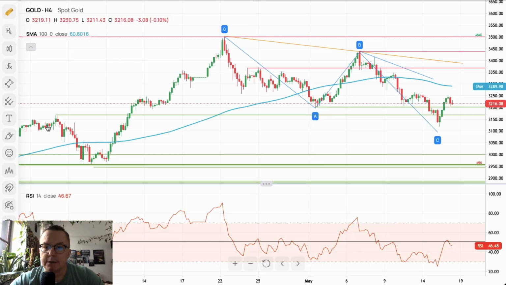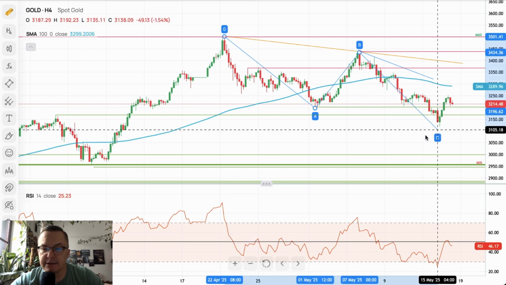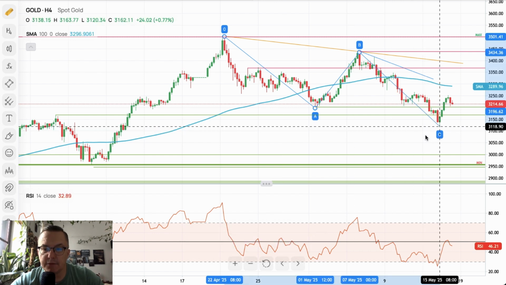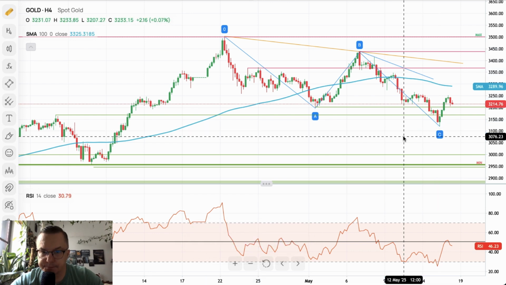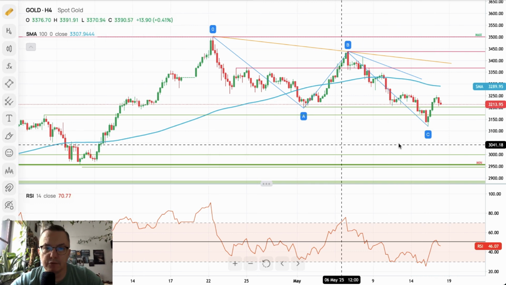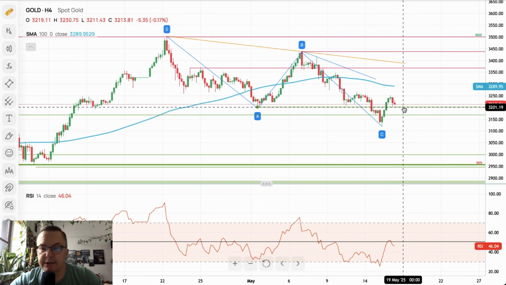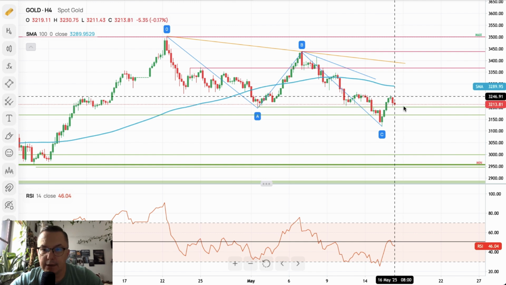Gold. What is gold doing? Excellent ABC correction to the downside. It looks like the level of 3,120 might be the bottom of the temporary down movement in the corrective cycle for the gold. Now we got the technical supports ready.